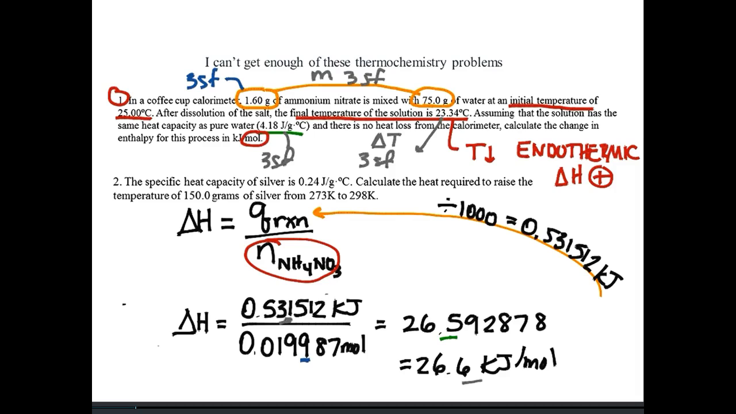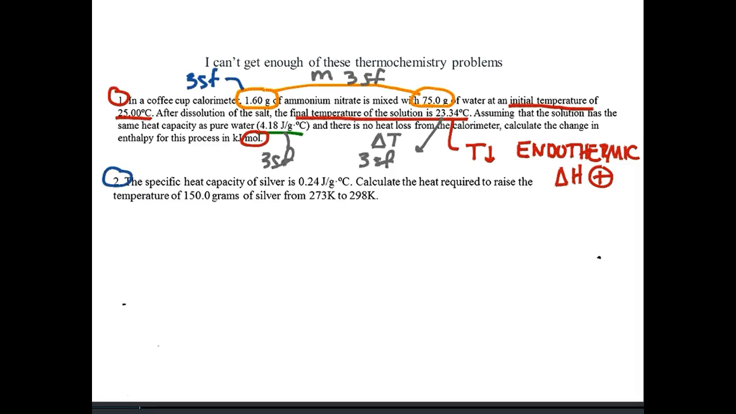So it looks like everything has 3 sig figs. So 26.6 kilojoules per mole is my answer. It's a positive number like we said it should be.